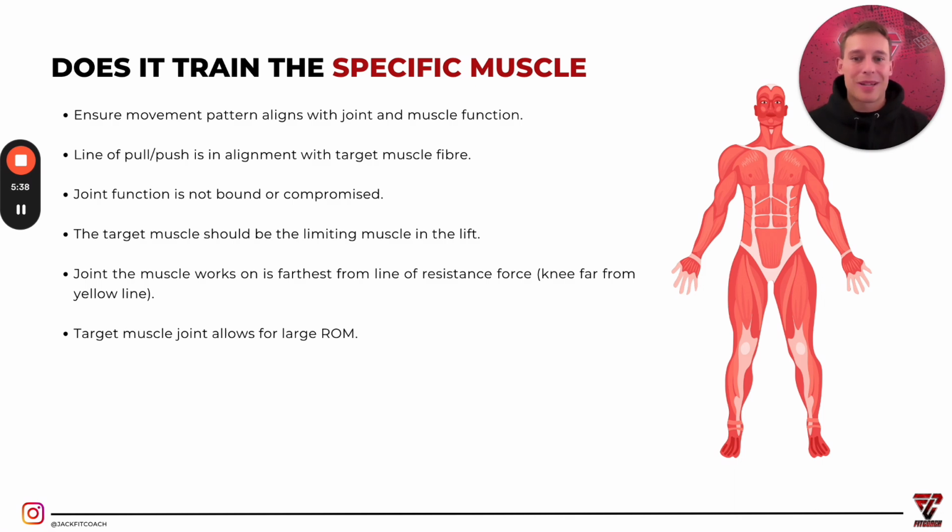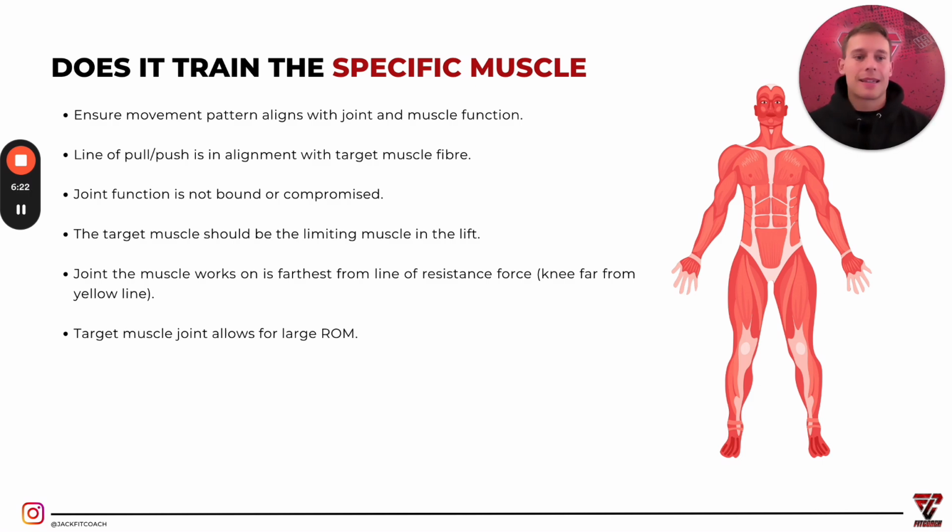So again, we could go into details behind this, such as full range of motion. If you have an individual that struggles to barbell back squat because they're not hitting depth, whereas you put them on a hack squat and they can complete a full range of motion, this is significantly better for that individual because that target muscle is taken through the full range and the joint function is not restricted compared to doing a barbell back squat. We can also look at the joint in which the target muscle acts. That should be positioned furthest from the line of the resistance force, ensuring optimal leverage and muscle activation.